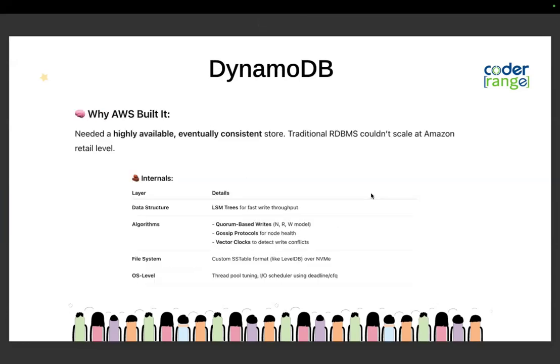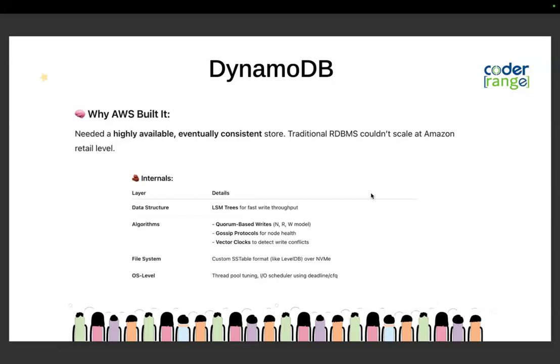Now we will talk about the next important topic: what is DynamoDB. How is DynamoDB internally built in AWS? Why did AWS build DynamoDB? They needed a highly available, eventually consistent store, because a traditional RDBMS cannot scale at Amazon. So they use DynamoDB, because DynamoDB uses a data structure called LSM trees, guys, for fast write throughput.